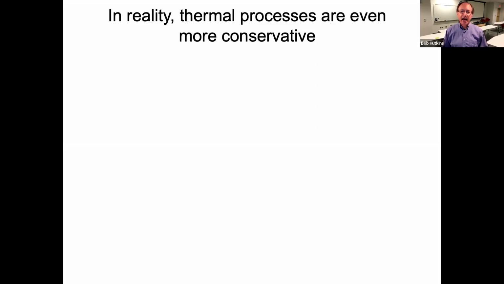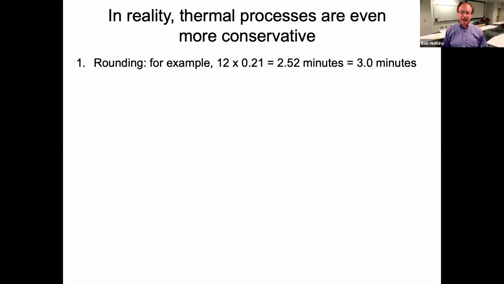Okay. And in reality, thermal process is even more conservative than the 1 in 1,000,000,000,000. For example, we round up so that 2.52 usually becomes 3 minutes. That's the F value. And we validate using resistant organisms. So I mentioned before that you would never want to bring CBOT spores into your laboratory. In fact, at a food company, you would contract that out because you don't even want those spores on site.